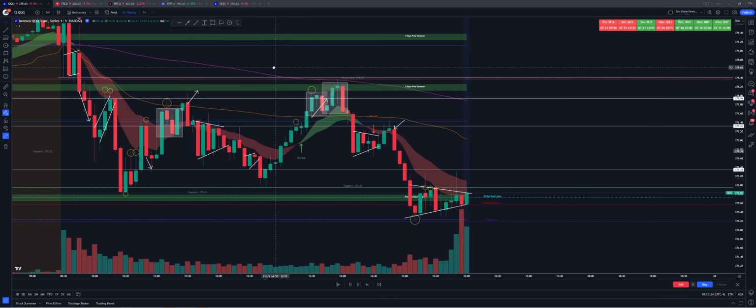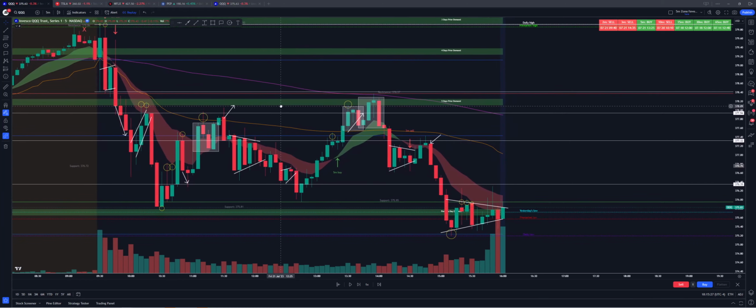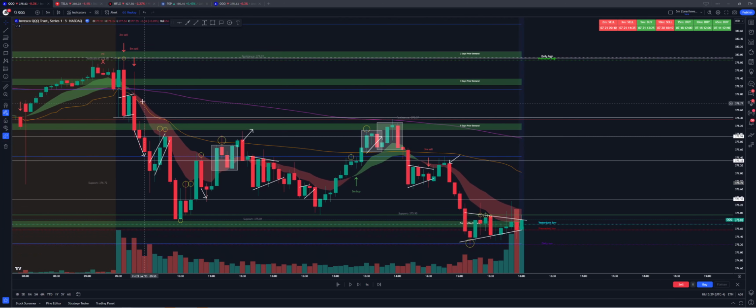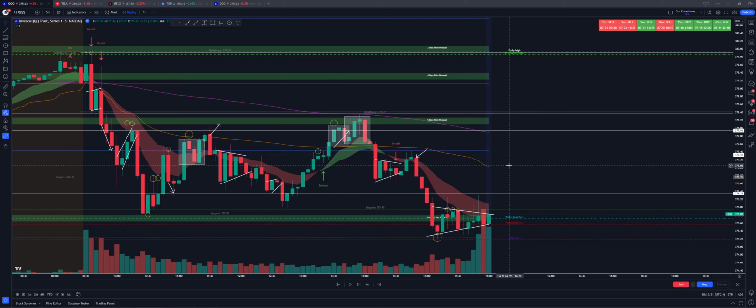So there you go. That's QQQ price action. There's some good opportunity there. Personally, like you saw, I just scalp here and there, and yeah, there you go.